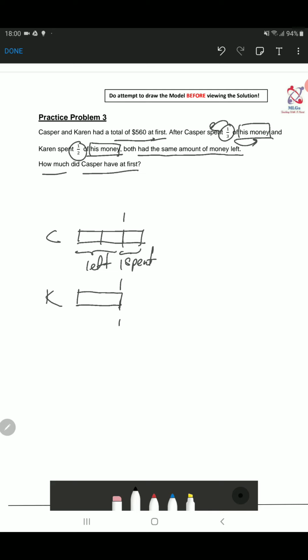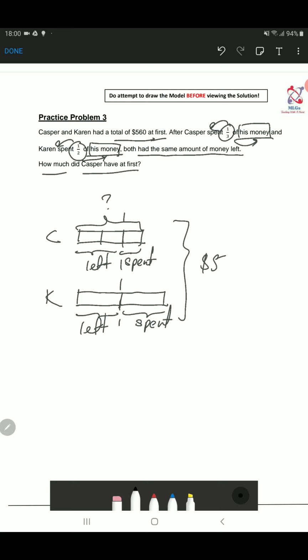If you look at Karen's fraction, Karen has 2 boxes and she spent 1 box. So you just need to add another box here, and she spent half of her money, and now she has the other half left. So both persons have equal money left. Now can you find how much Casper had at first, which is the question mark? And don't forget to put your total money, which is $560. And your model is done.